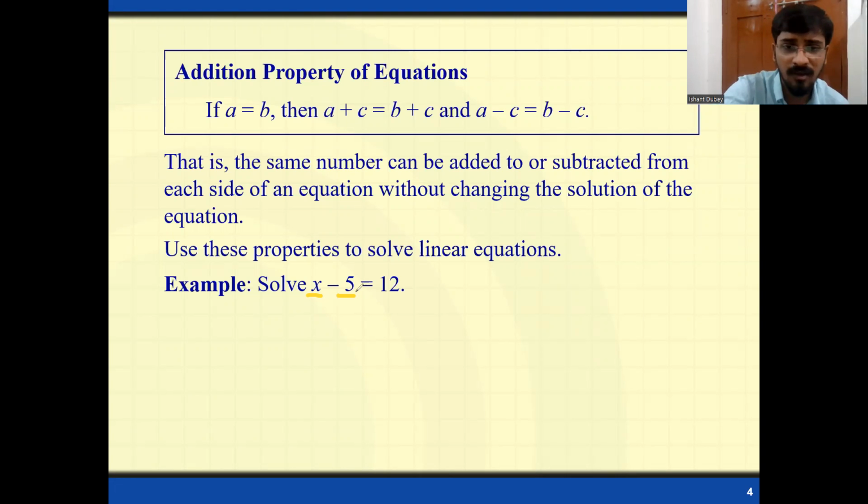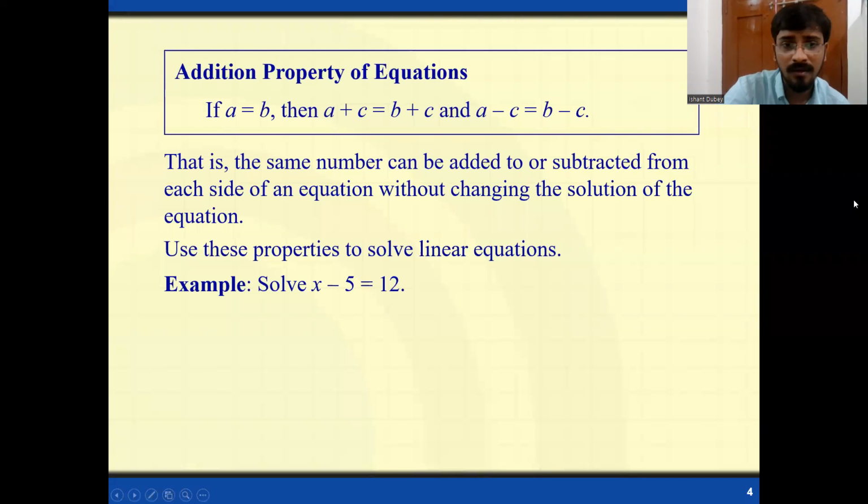Here minus 5 is there. In order to vanish it, meaning make it 0, I will add plus 5 here. If I add plus 5 on the left-hand side, similarly we'll add plus 5 on the right-hand side also. So minus 5 plus 5 here, and 12 plus 5 there. That is what we have to do.